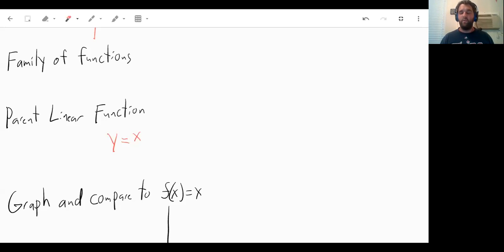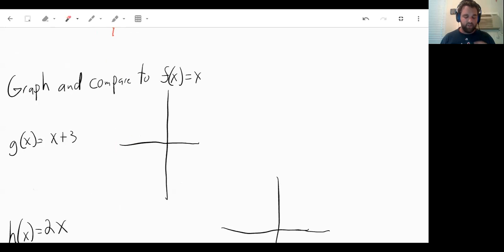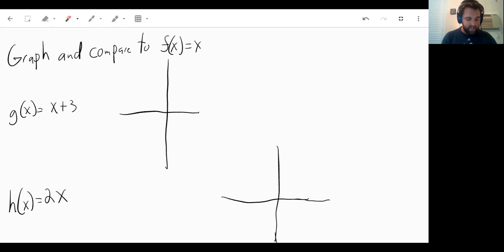So what we'll end up doing with this is we'll graph lines and then compare them to our original function. So g of x is equal to x plus 3. First thing we're going to do is make our y-intercept right here. And then when x goes up 1, our y goes up 1, because this is 1 over 1x. So you go up 1 over 1, and then up 1 over 1, and then up 1 over 1. And we've got this equation, or this function.